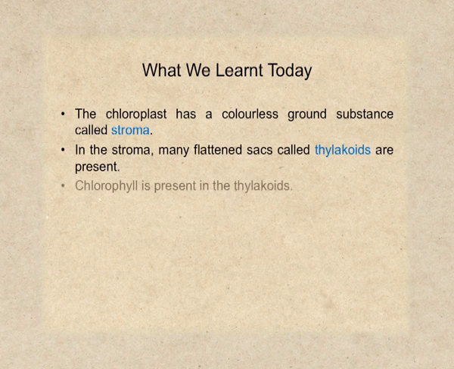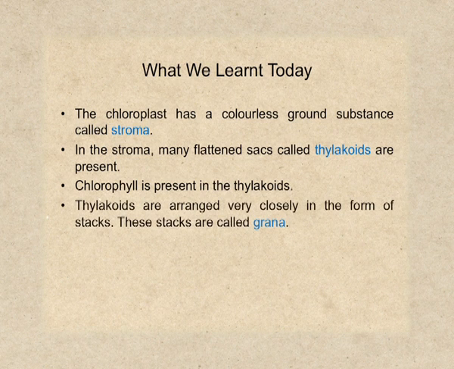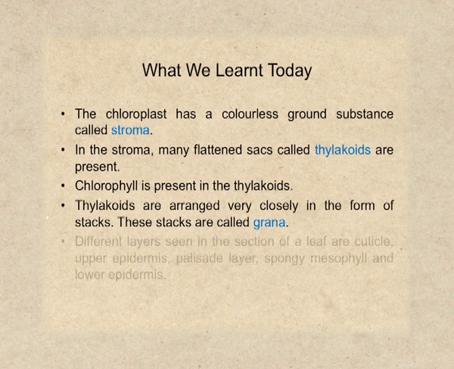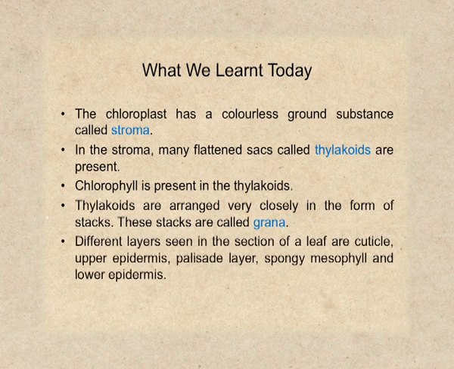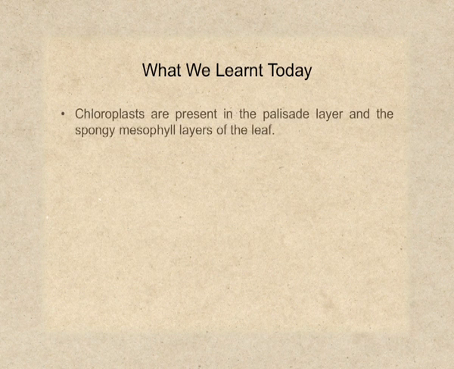Chlorophyll is present in the thylakoids. Thylakoids are arranged very closely in the form of stacks. These stacks are called grana. Different layers seen in the section of a leaf are cuticle, upper epidermis, palisade layer, spongy mesophyll and the lower epidermis. Chloroplasts are present in the palisade layer and the spongy mesophyll layers of the leaf.